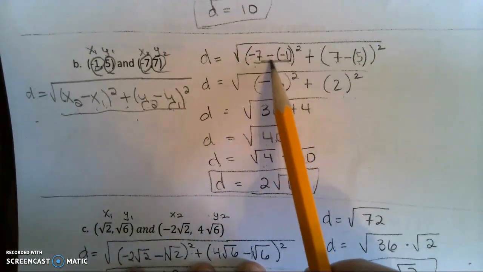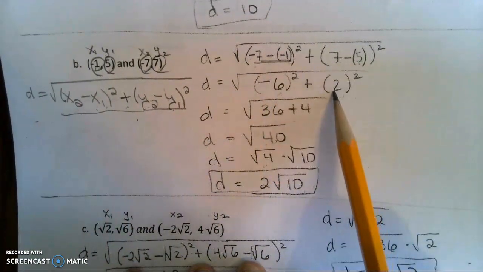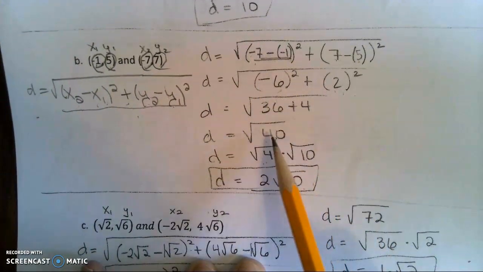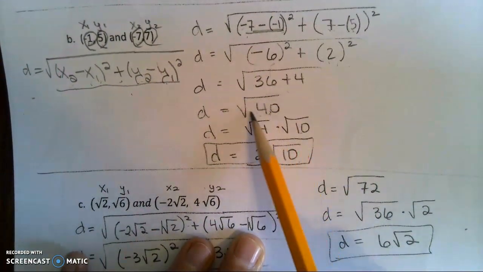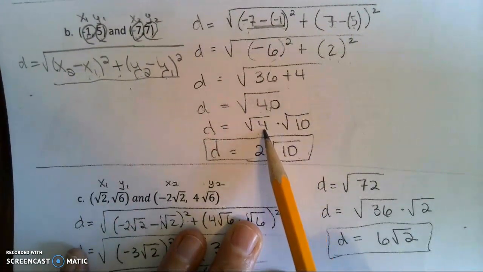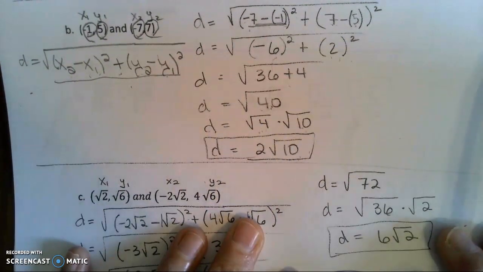Negative 7 plus 1 is negative 6. This gives me 2. We square each of these and add them up, and then 40, we want to put that in simplified radical form. So that's 4 times 10, so we get 2 square roots of 10 for that one. Okay, that's the first example.